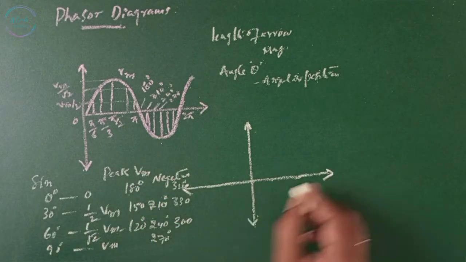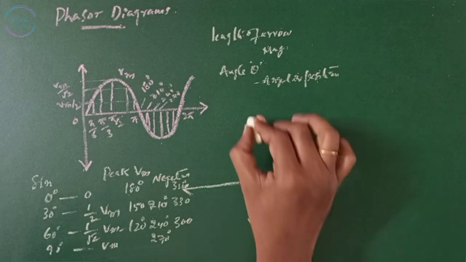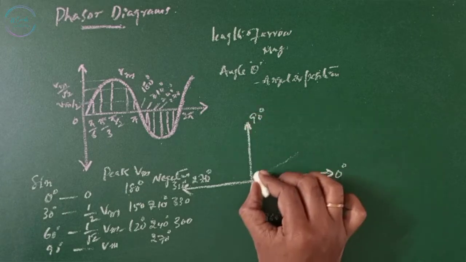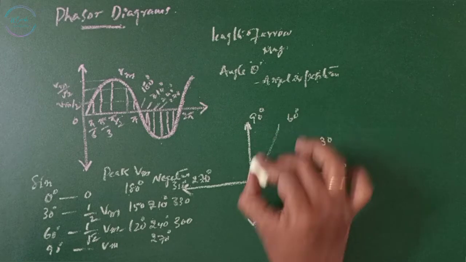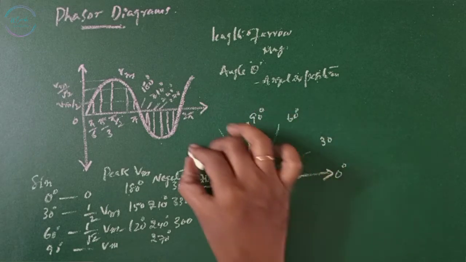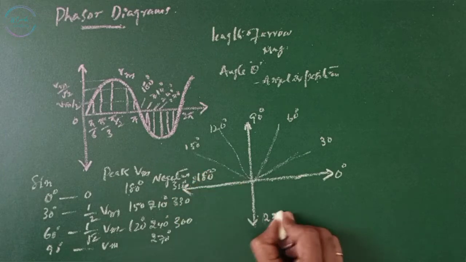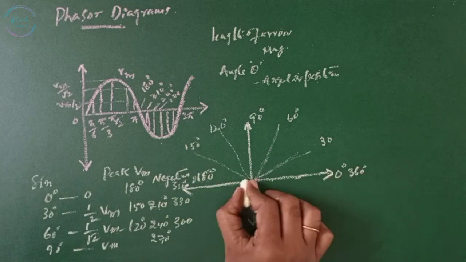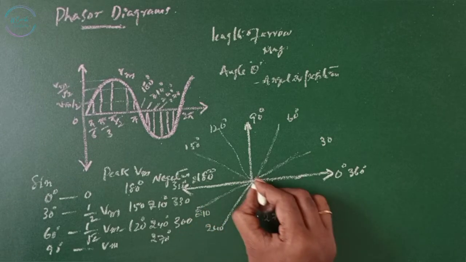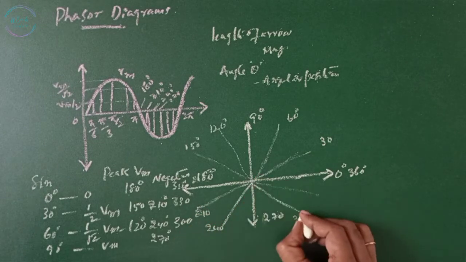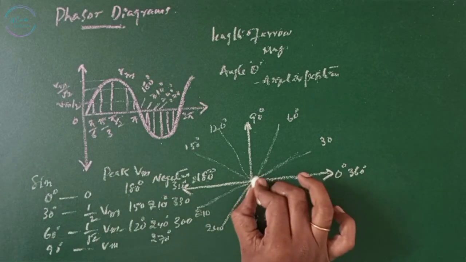So I'm considering a phasor diagram for this. Now this is 0 degrees and 90 degrees, 30 degrees each. 30, 60, 120, 150, this is 180, 270, and this is 360 again. 210, 240, 300, 330 degrees.